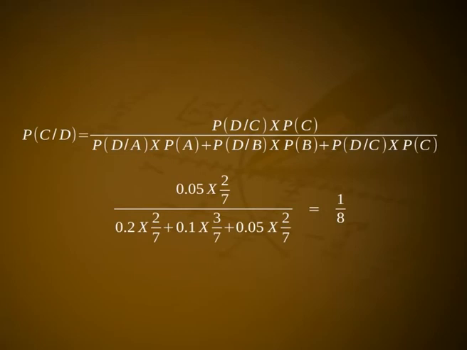Here, the events E1, E2 and E3 mentioned in Bayes theorem are respectively A, B and C. Also, D is the event mentioned as A in the theorem. So, P of C given D equals P of D given C into P of C by P of D given A into P of A plus P of D given B into P of B plus P of D given C into P of C equals 0.05 into 2 by 7 by 0.2 into 2 by 7 plus 0.1 into 3 by 7 plus 0.05 into 2 by 7 equals 1 by 8.